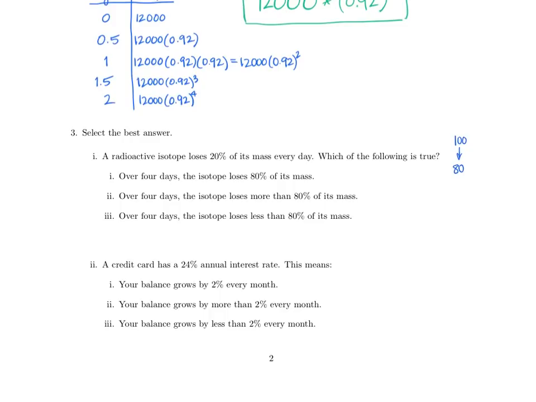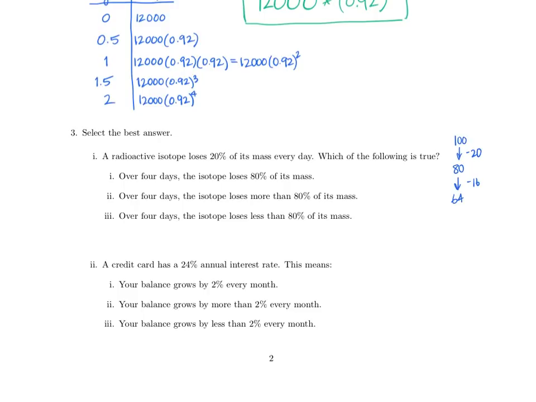Okay, let's lose another 20%. But now 20% is not another 20% of 100. It's 20% of what we have now, which is 80. 20% of 80 is 16. And so we end up with 64 after 2 days. Now that's interesting. The net change from day 0 to day 1 was 20. Day 1 to day 2 was 16.